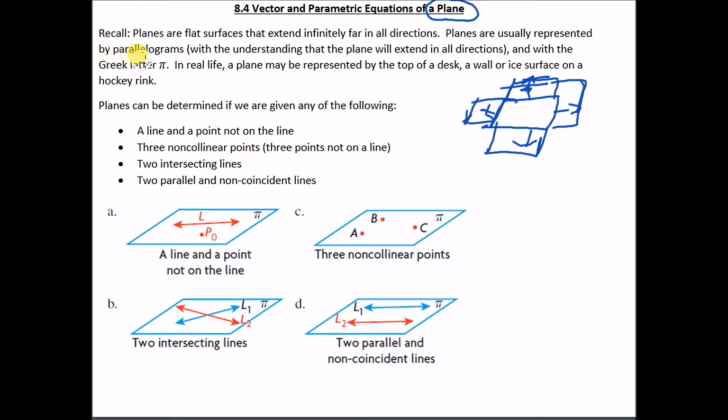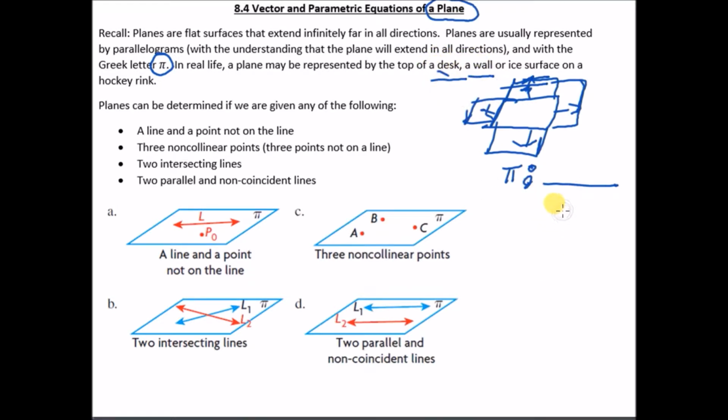So planes are denoted with the Greek letter pi. So you might see pi and then colon, and then the equation of a plane. Okay, and in real life, when we think about planes, planes can be represented by like the top of a desk or a wall, okay?